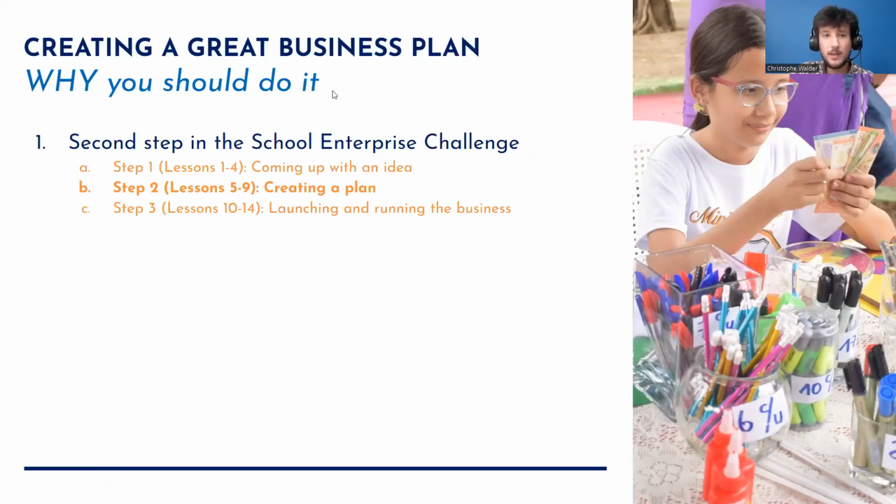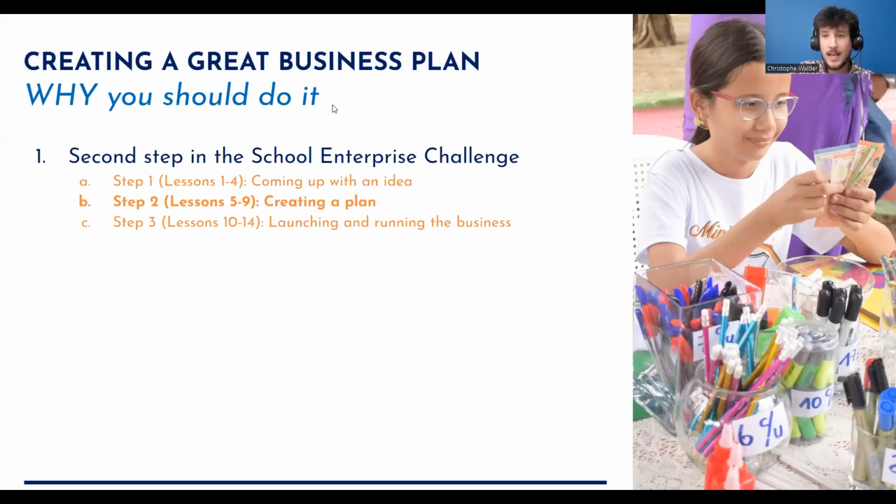So before we go any further, I would like to run a quick poll. You will see it flash up on your screen in a moment. And the question is, how many lessons have you completed with your students so far? You can see there are 14 lessons in the School Enterprise Challenge in total. I'm interested to know right now, as of today, how many have you completed with your students? And I'm going to launch it now.